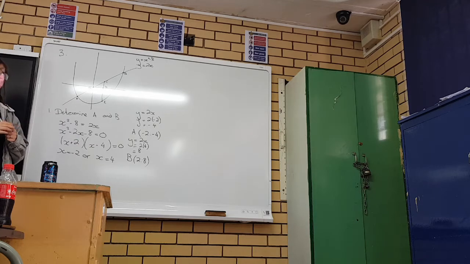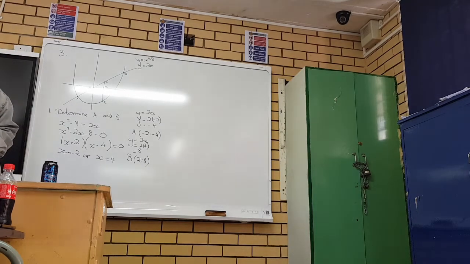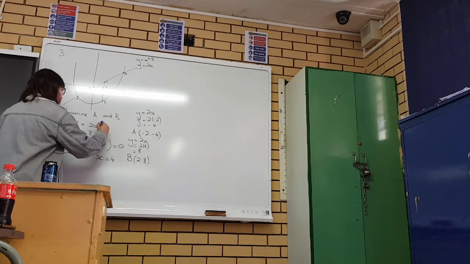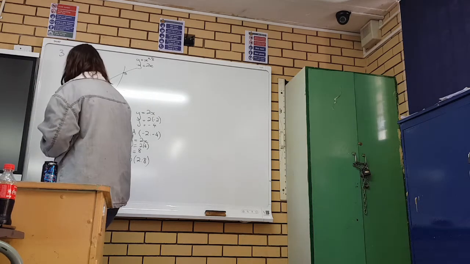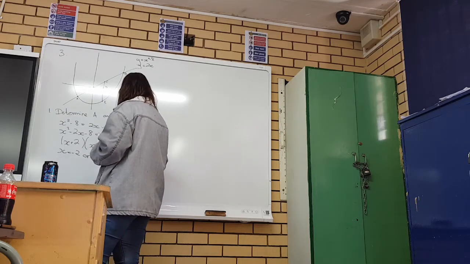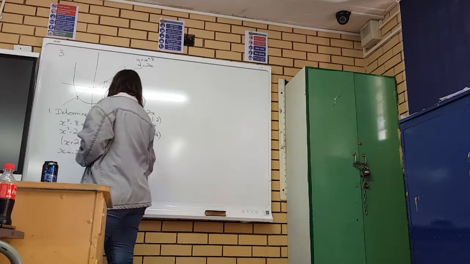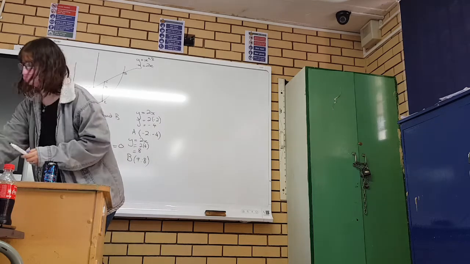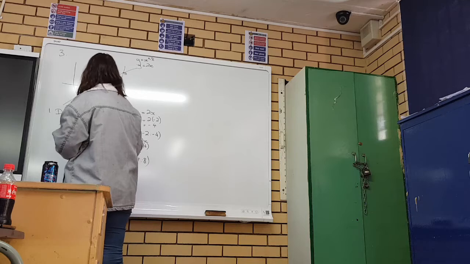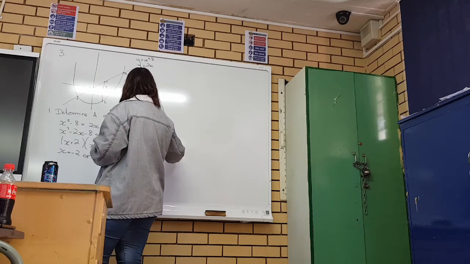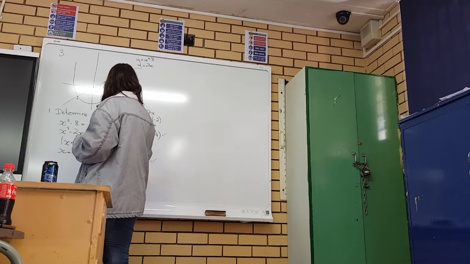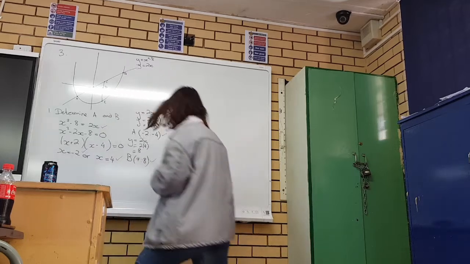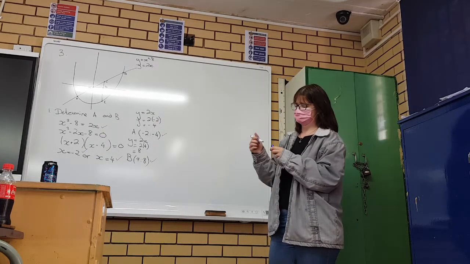So now I've determined my two coordinates. It's a 5-mark question. Marks will go as follows. 1 mark for making the equations equal to each other. 1 mark for each of your final answers. 1 mark for solving your 2 x values. That's where your marks will go.